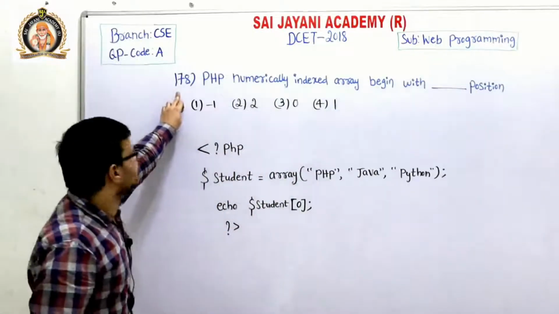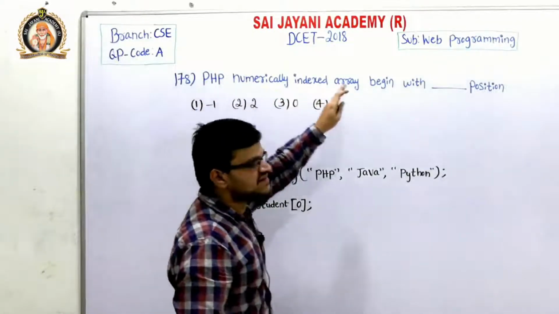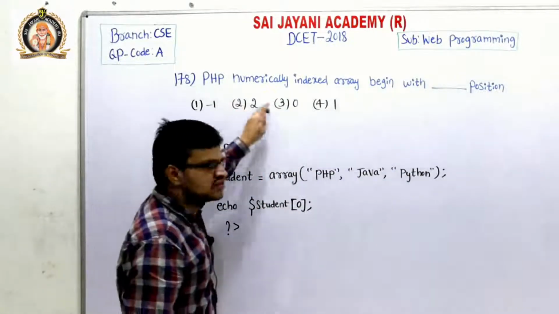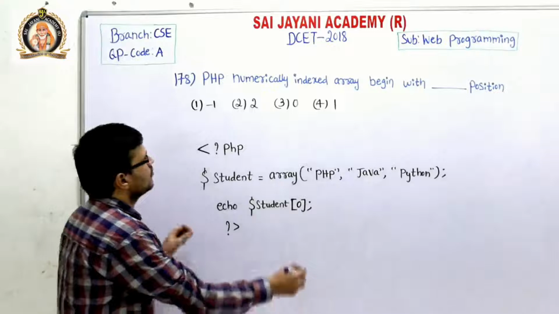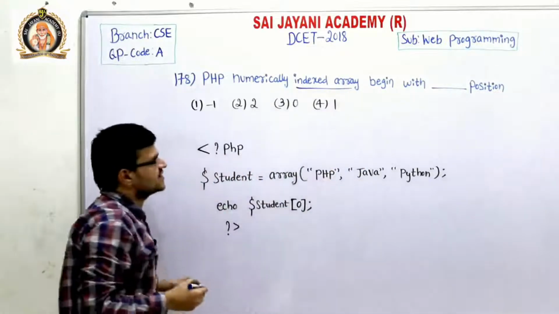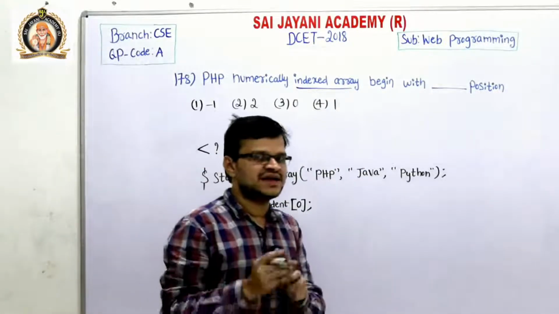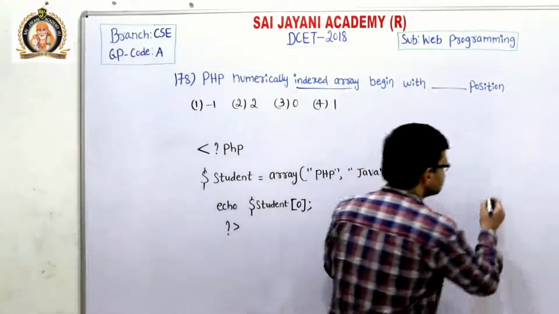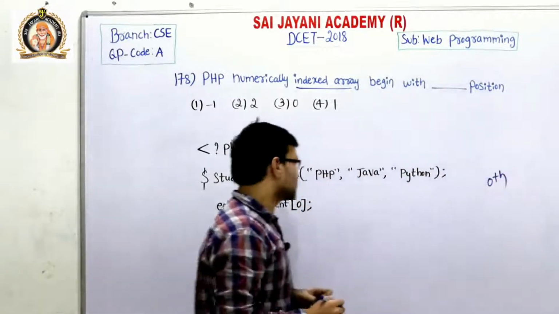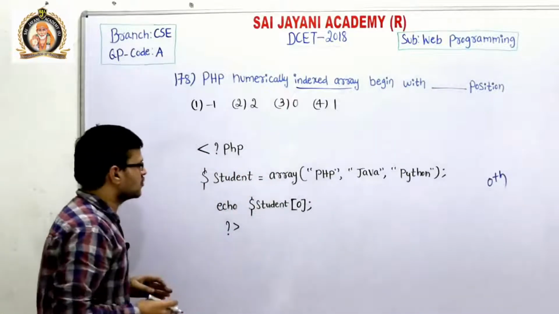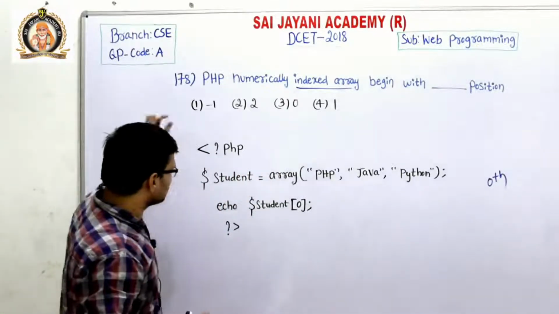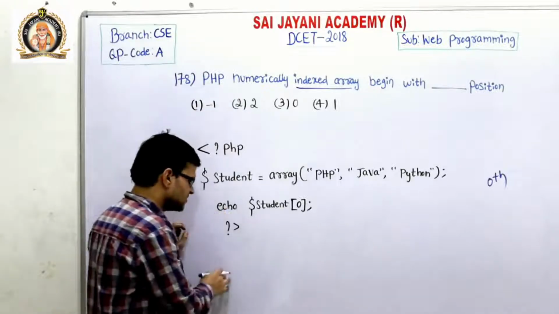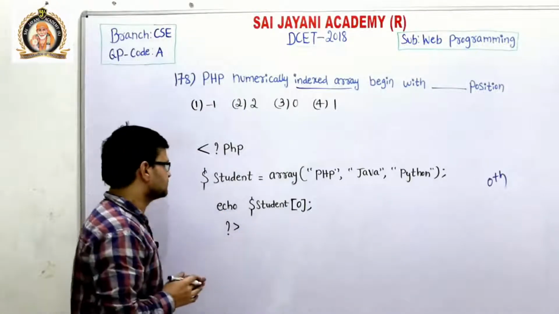Question number 178: a PHP numerically indexed array begins with dash position. We have four options: -1, 2, 0 and 1. What is meant by indexed array? An indexed array is the type of array in which array elements are stored with respect to indexed position, and it always starts from the 0th position only. This is the PHP code, and PHP code always starts with less than symbol, question mark, PHP, and always ends with question mark greater than symbol.